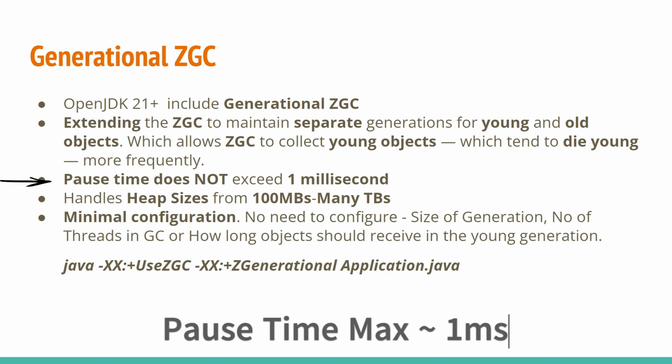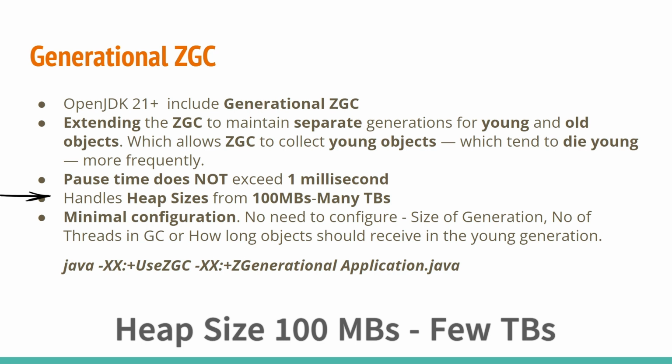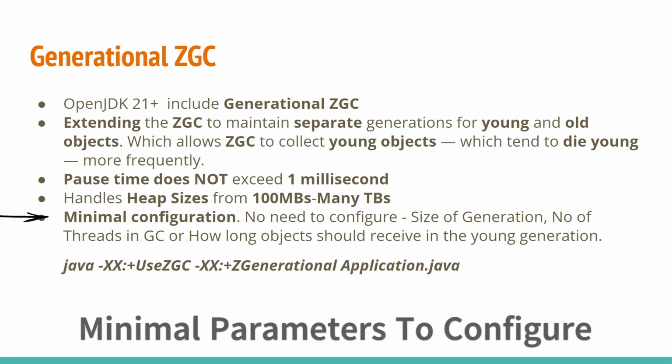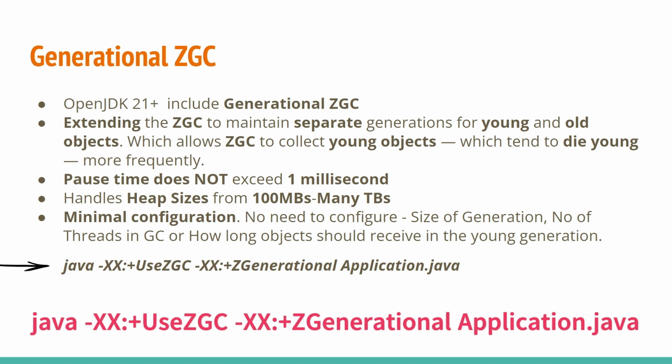Pause time should not exceed 1 millisecond. Heap sizes from a few hundred megabytes to many terabytes should be supported, and minimal manual configuration should be needed. As an example of the last point, there should be no need to manually configure the size of the generations, the number of threads used by the garbage collector, or how long objects should reside in the young generation. The general belief of JDK developers is that generational ZGC will be better suited than its predecessors to most use cases, and eventually be able to replace the latter with the former in order to reduce long-term maintenance costs.